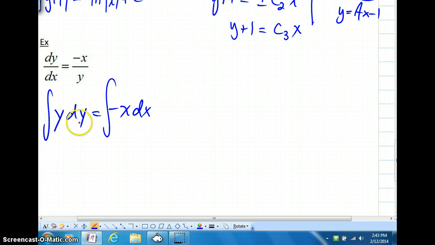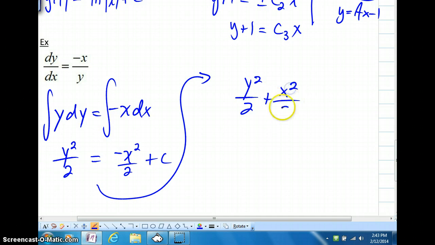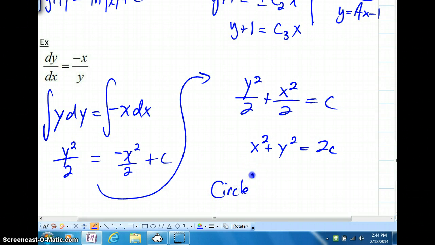And what do we get? What's the antiderivative of y dy? y squared over 2. How about over here? Negative x squared all over 2 plus a constant. And sometimes kids look at that and they're like, wow, wait a minute. Yeah, tell you what, how about we bring over that x squared over 2? Now how about we multiply through by a 2, and I heard somebody say that over there. What kind of shape is that? It's a circle. Oh my goodness.